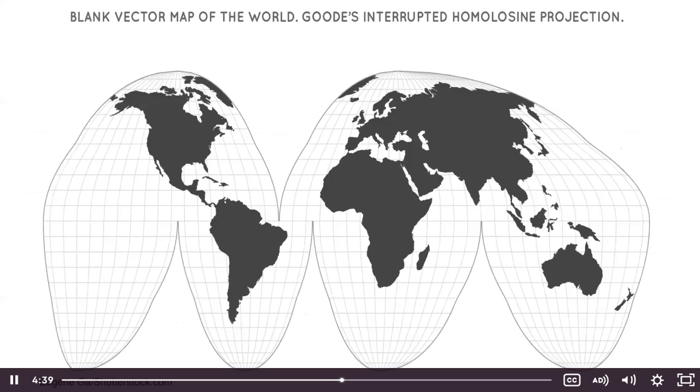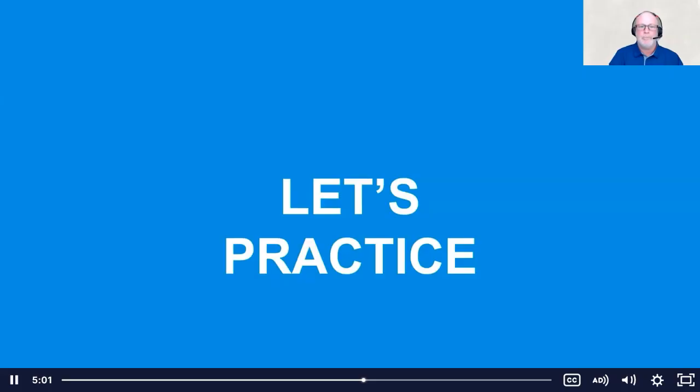And that's also true of this one, the Goode's interrupted homolosine. What they mean by interrupted, I always say it kind of looks like some rogue kindergartner with a pair of scissors came in and cut out all the water so that we could better show the size and the shape of the land masses, right? Because of the interruptions that take place in the Indian Ocean, in the Atlantic, and in the South Pacific.